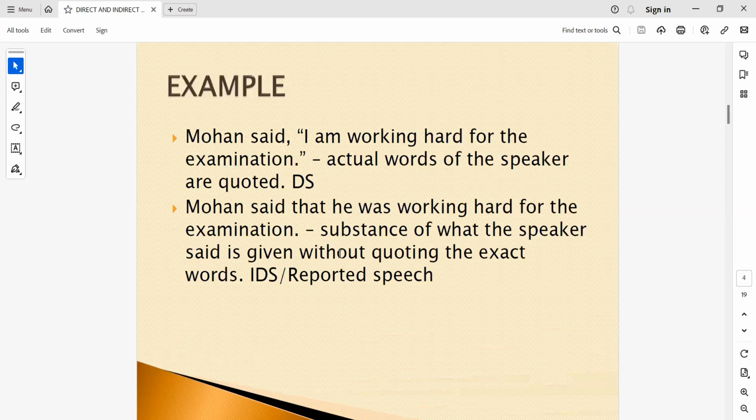I have just given one example here to understand. Mohan said, "I'm working hard for the examination." In this sentence, the actual words of the speaker are quoted, so we call it direct speech. Now the second one: Mohan said that he was working hard for the examination. We give the substance of what the speaker said, without quoting his exact words. So this is called indirect or reported speech.